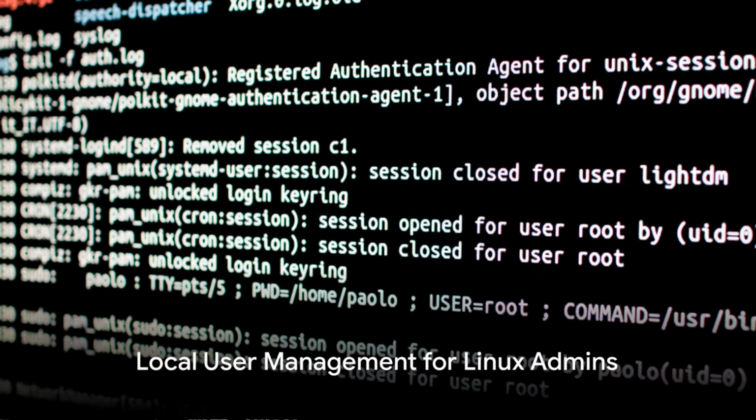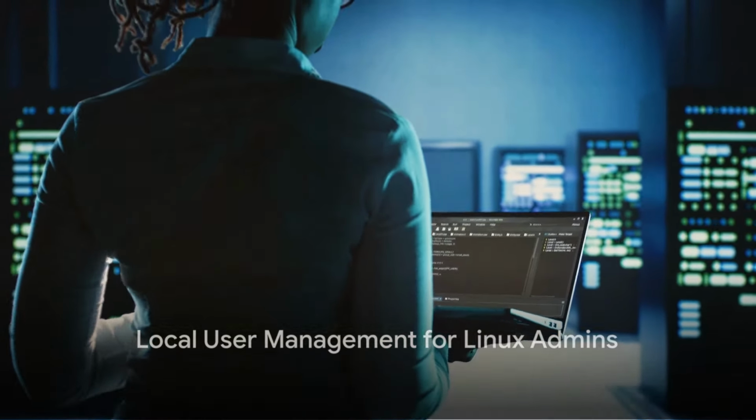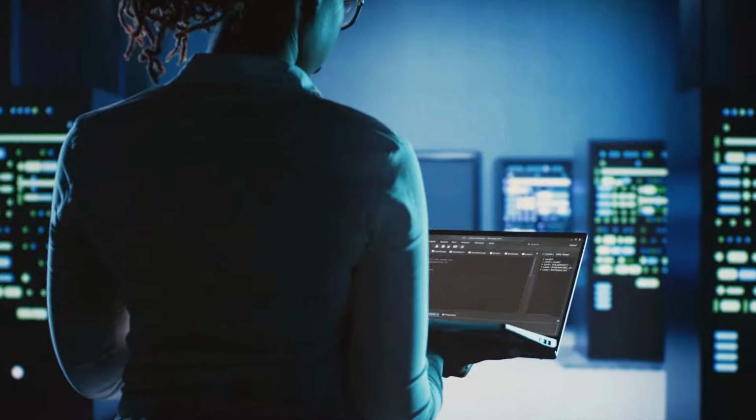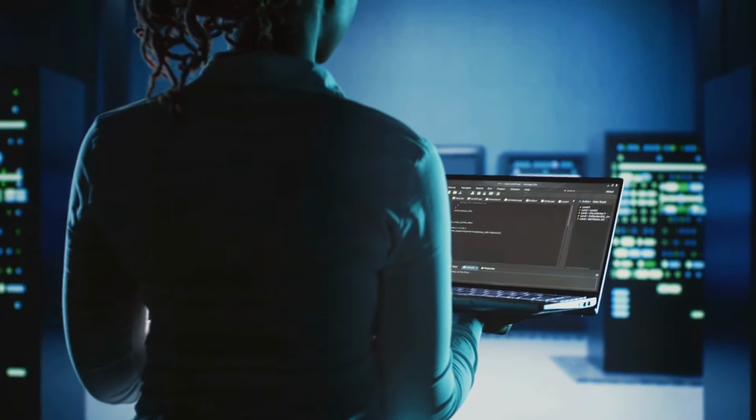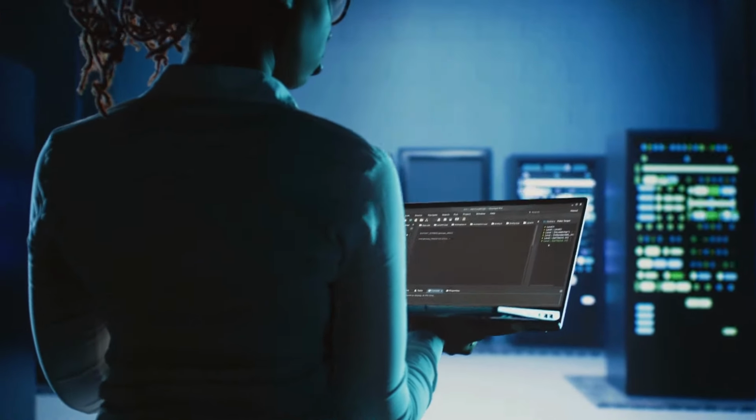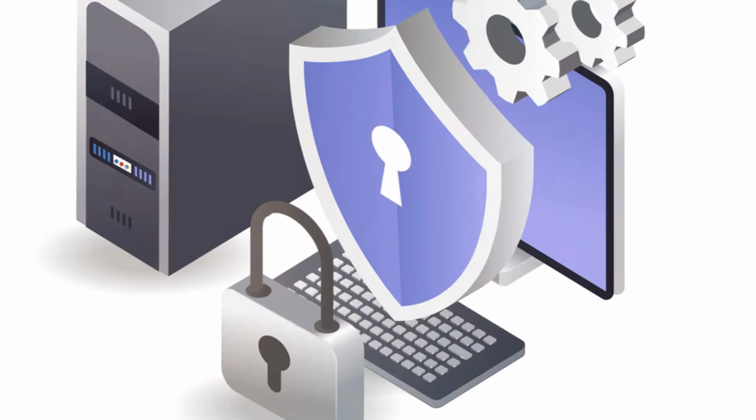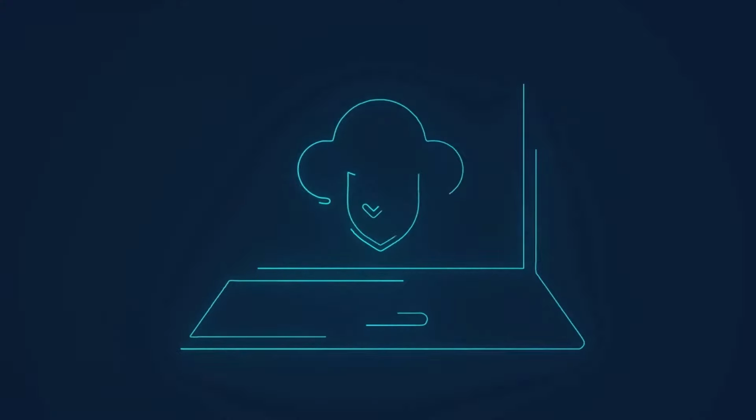The first step is local user management for Linux admins. Linux stores user information in /etc/passwd and password information in the /etc/shadow file. Keep these files secure and make them accessible only to the root user.